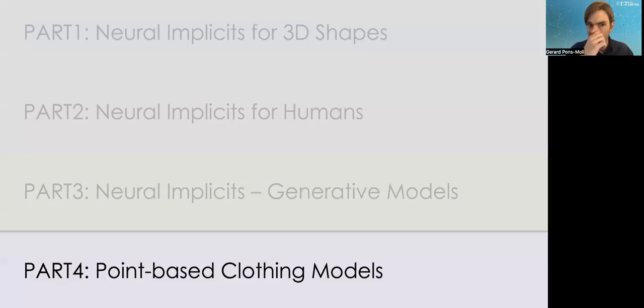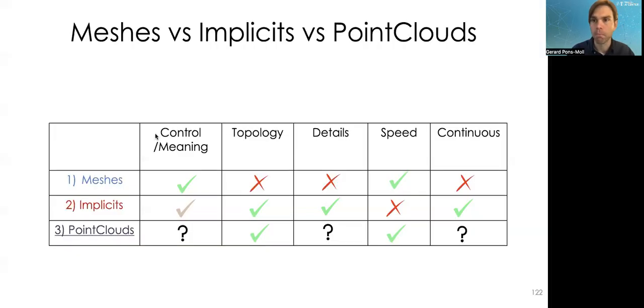All right. Now let's move to part 4, which is point-based clothing models. This is going to be a bit briefer than the other parts, but it's a representation that is worth knowing and being aware of. So this is the table that I was showing before, and we see here, in terms of control, topology, details, speed, and whether the representation is continuous. Now the question is, how do point clouds compare to other models? So let's look at this.